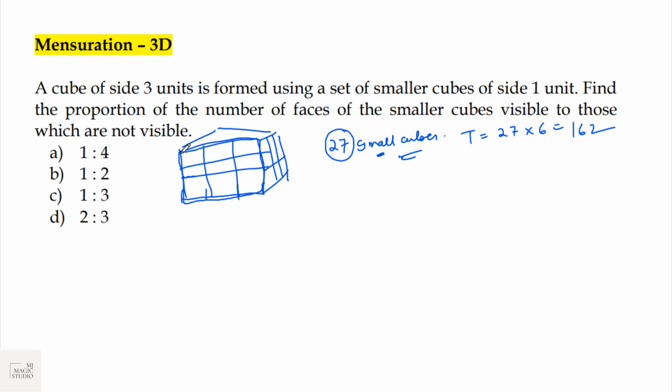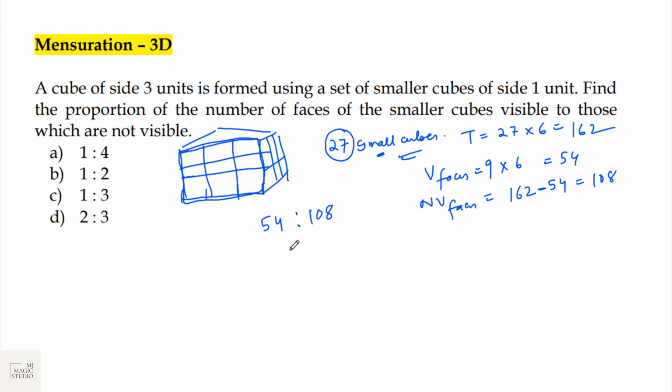Now we look at the cube only. We can see 9 faces on one side, and for the bigger cube, there are 6 faces. So visible faces are 9 into 6, that is 54. Not visible faces are 162 minus 54, that is equal to 108. So find the proportion of faces of small cubes visible. Visible is 54, to not visible 108, and that is 1:2. Option B is the pick here.